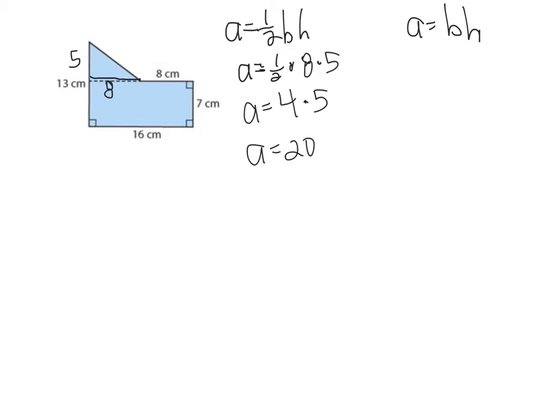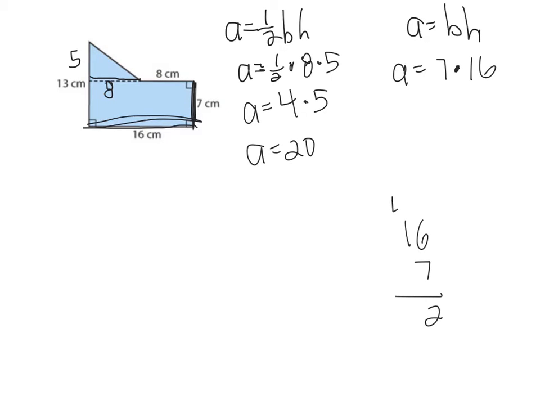Now, for the rectangle, it's easy. I have 7 and I have 16. Length times width, base times height. Area equals 7 times 16, and that's not one that I know off the top of my head. So 16 times 7: 7 times 6 is 42, carry the 4. 7 times 1 is 7, plus 4 is 11. So the area of the rectangle is 112 centimeters squared.